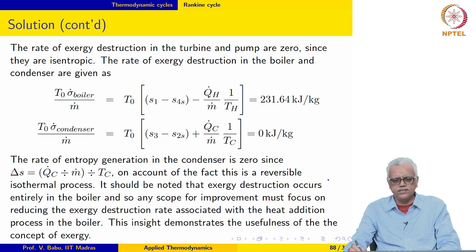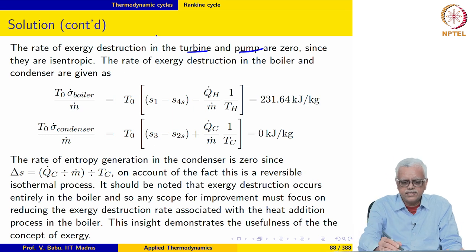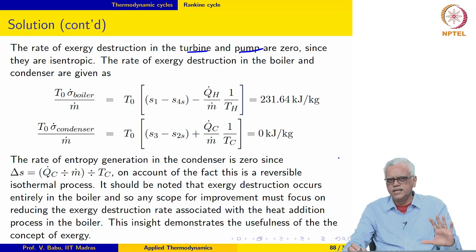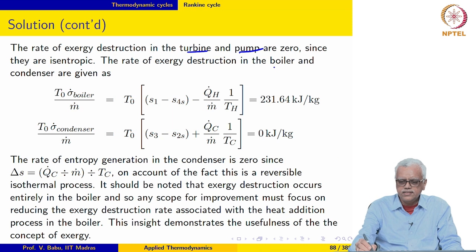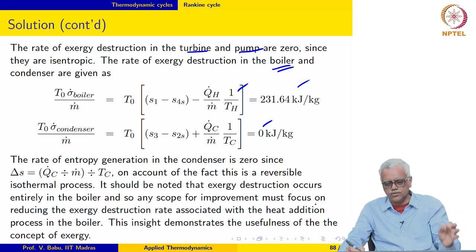Now let us look at the rate of exergy destruction in the individual components. Now we have assumed both the turbine and the pump to be isentropic, which means that there is no internal or external irreversibility. So the rate of exergy destruction in the turbine and pump are zero. Again, as I said, there is no loss of generality in assuming these to be isentropic. Now the rate of exergy destruction in the boiler may be worked out using our familiar expression in this manner. So that comes out to be 231.64. Now in the condenser, because the process is reversible isothermal, the exergy destruction in the condenser is zero.